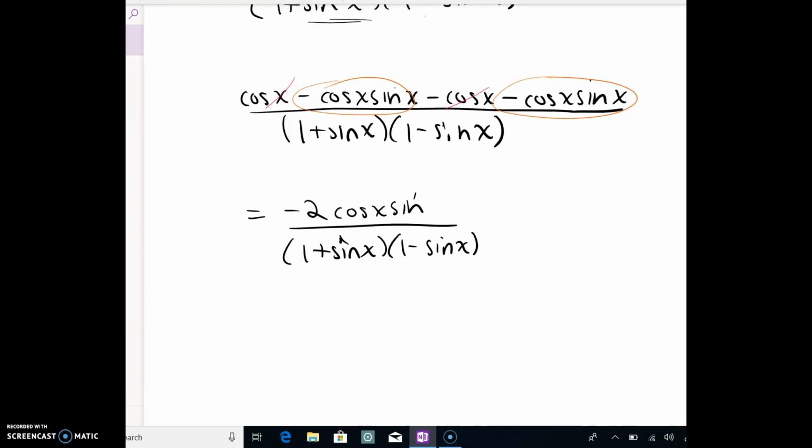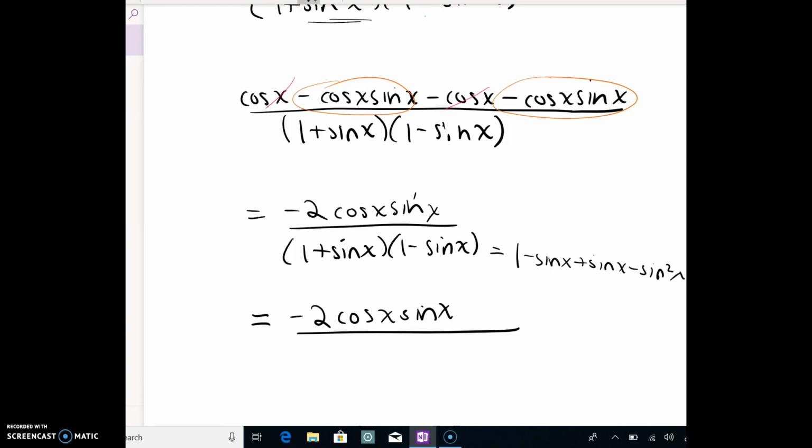But I can continue going as well, because if I were to multiply out my denominator, it's important for you to know, because we're getting to the proof section soon, kind of when to stop and when to continue. Again, if this is what you want to show, you can stop here. But if we continue to move forward, I can distribute out the denominator, and 1 plus sine x times 1 minus sine x, that's the same thing as saying 1 minus sine x plus sine x minus sine squared x. These two cancel. That's the same thing as saying 1 minus sine squared x.